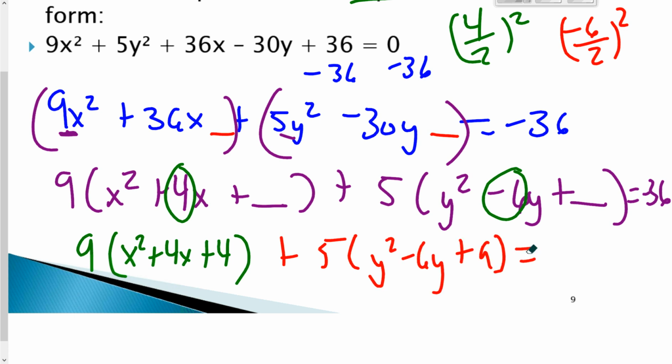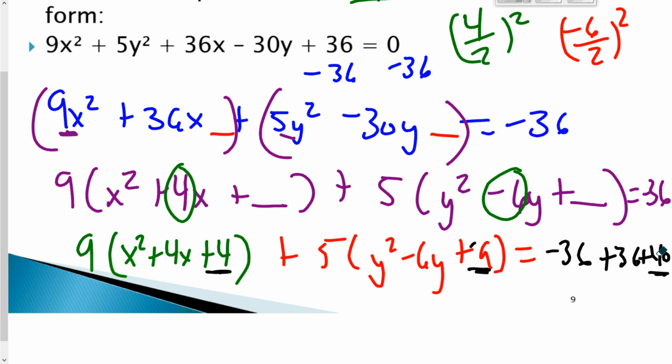Plus 9 equals... Okay, so over here we had a negative 36, right? But here we have to be really careful because I can't add 4 on this side because I added 4 inside this parentheses. So what I'm really adding here is actually 4 times 9, which is 36, right? Because if I distribute that 9 back in, I get 36 in here, so really I'm adding 36 to this side. And then on this one, I'm not adding 9 over here. I'm really adding 40, because if I would distribute that 5 to all 3, I'd get 40 here. So I'm really adding a 40.